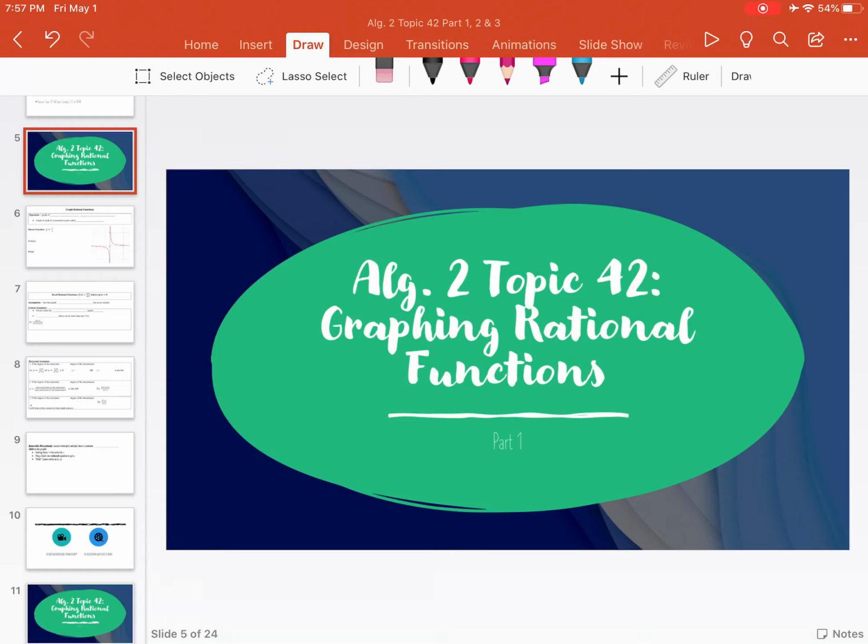Welcome back to topic 42 for Algebra 2, Graphing Rational Functions. In part 1, we're going to identify what is the graph of a rational function, the parent function, domain and range for the parent function, as well as asymptotes and holes in the graph.